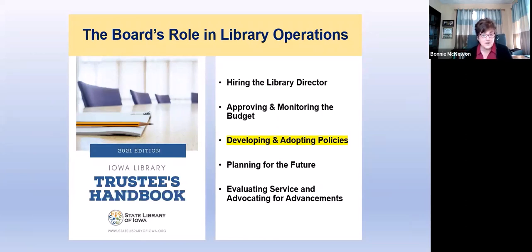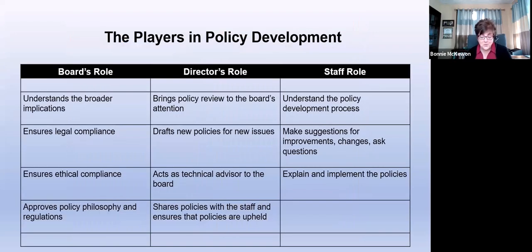Library boards must be mindful that they adopt public policy for a public service. They should take care to avoid writing policies that are reactionary or punitive. Instead, policy development should keep community interests at the forefront. And once adopted by the board, the library director and staff work to carry out the policies and communicate them to patrons. So we've established that library boards have a great deal of authority over library operations, including developing policy.